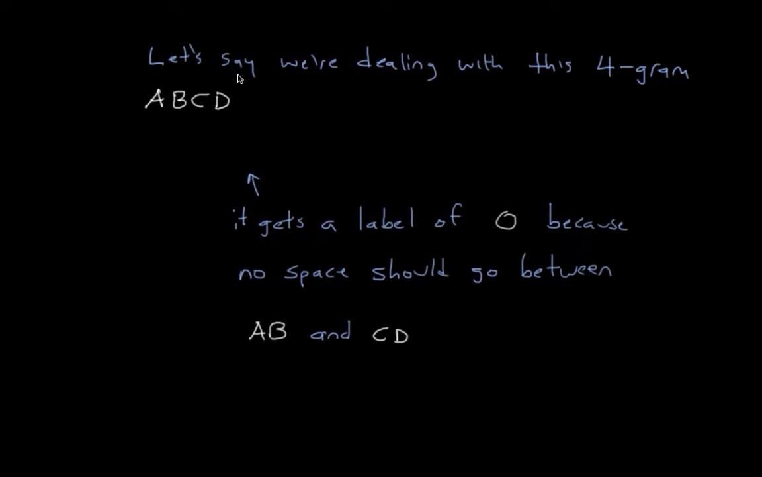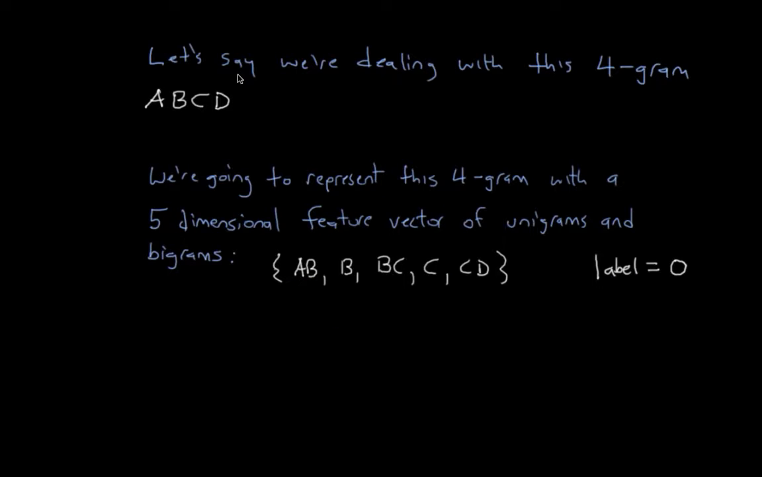This will get a label of 0, let's say, because no space should occur between A, B, and C, D. We're going to represent this fourgram with a 5-dimensional feature vector of unigrams and bigrams that look like this. So we're splitting this fourgram into these pieces that you see here, and it has a label of 0. This list of 5 things is just another way of representing this ABCD fourgram.